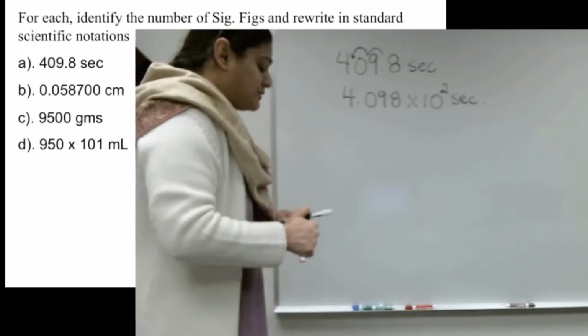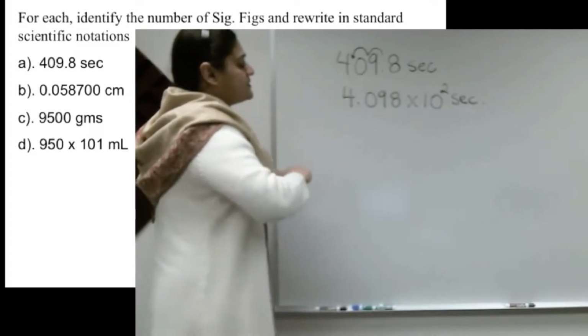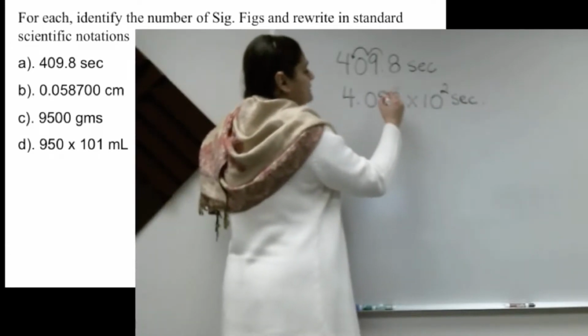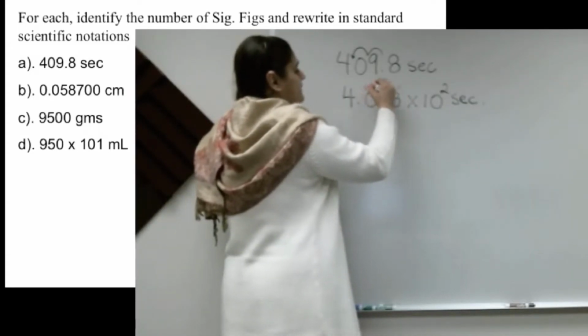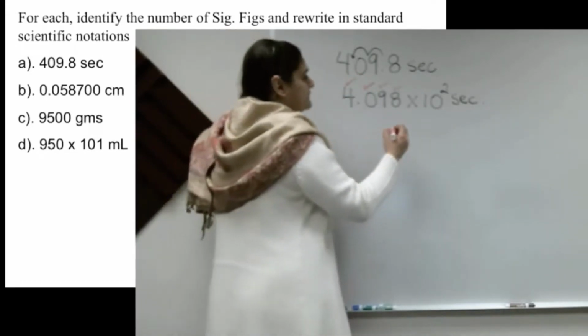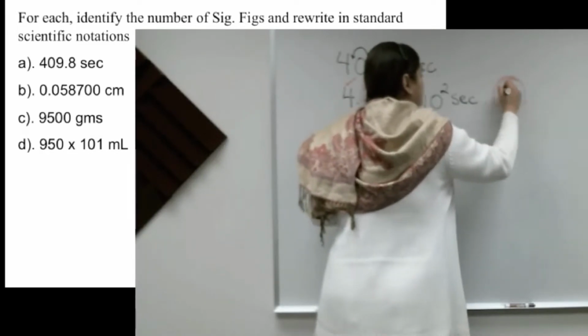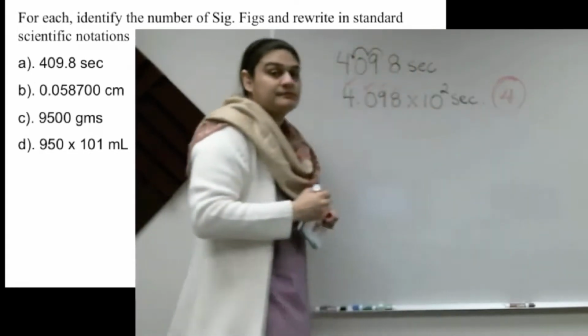Okay? Now, how many significant figures does it have? That's our next question. So, this is a significant figure, this is a significant figure, this is a significant figure, and this is a significant figure. So the number of significant figures in my answer is 4. Okay?